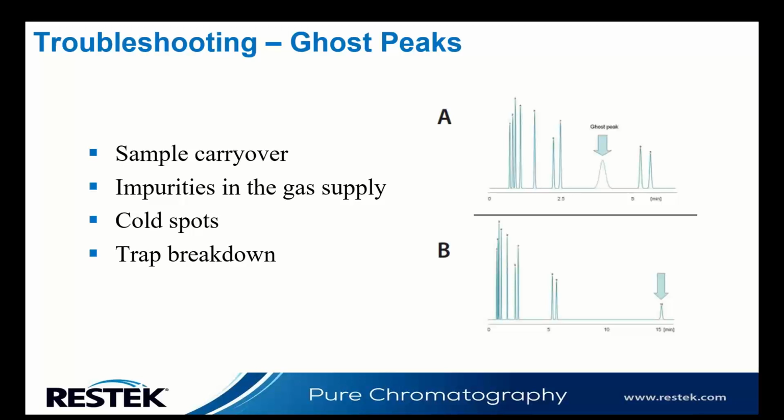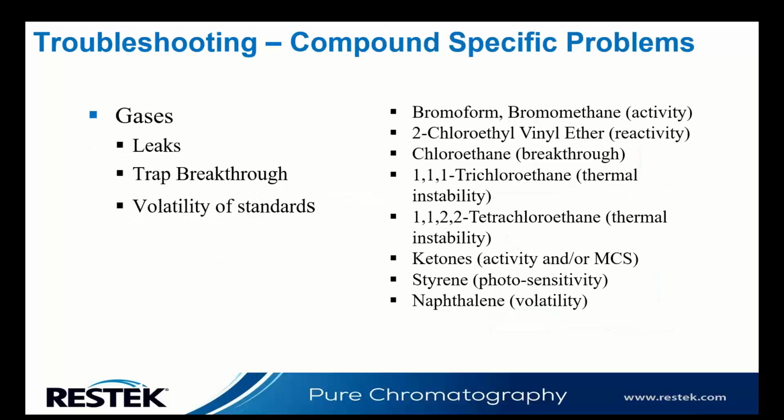And then we talked earlier about those cold spots with naphthalene. That can occur anywhere along the way. Trap breakdown, much less common, but if you're using TCLP samples, that can cause trap breakdown, as well as a variety of other issues, not to mention activity in the transfer line. So if you're dealing with the acetic acid TCLP extracts.